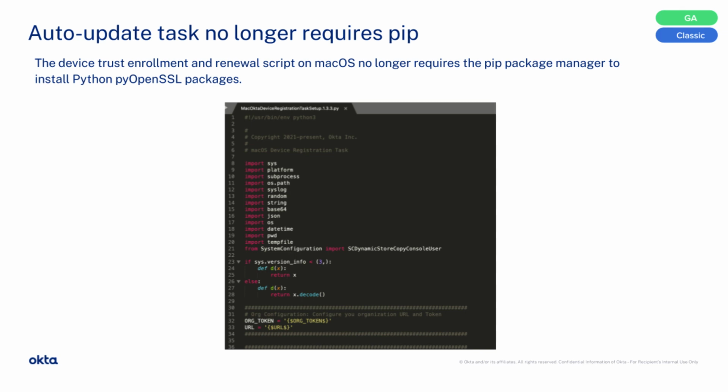The device trust enrollment and renewal script on macOS no longer requires the pip package manager to install Python PyOpenSSL packages.